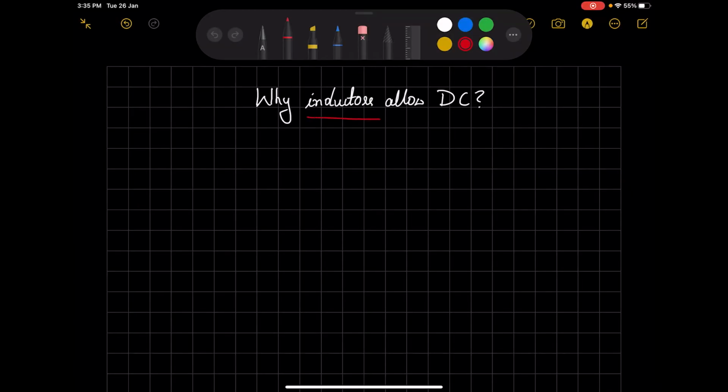To understand why inductors allow DC, you first have to understand what an inductor is, and then you'll have to understand what a DC signal is. I have already done a video on how to visualize a DC signal on my channel. Please watch it before this video. An inductor is nothing but a wire geometrically wound like a coil. There is nothing much special about it.